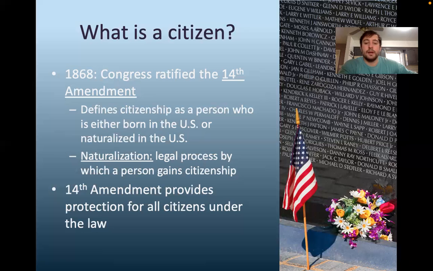But in 1868, the 14th Amendment was really overturning the Dred Scott decision, where Dred Scott, the African American, was denied citizenship. Even though he was born in the United States, he was denied citizenship. This was causing a lot of disruptions, which led to the Civil War. Then, after the Civil War, the 14th Amendment was passed, giving citizenship to all people and not excluding African Americans from this process.